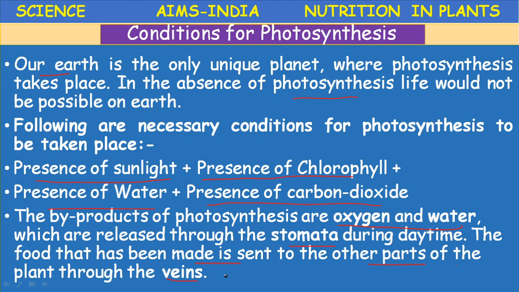They contain a tissue called phloem tissue, which transport the food material or the end product of photosynthesis to different cells of the plant. Okay, from leaves to roots, branches and other parts of the plant. So the conditions for photosynthesis, what are the main conditions? Sunlight, chlorophyll, water, carbon dioxide.